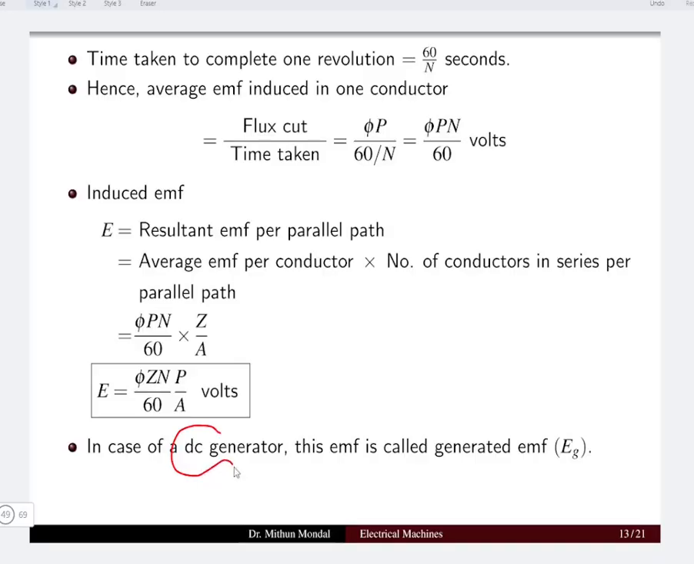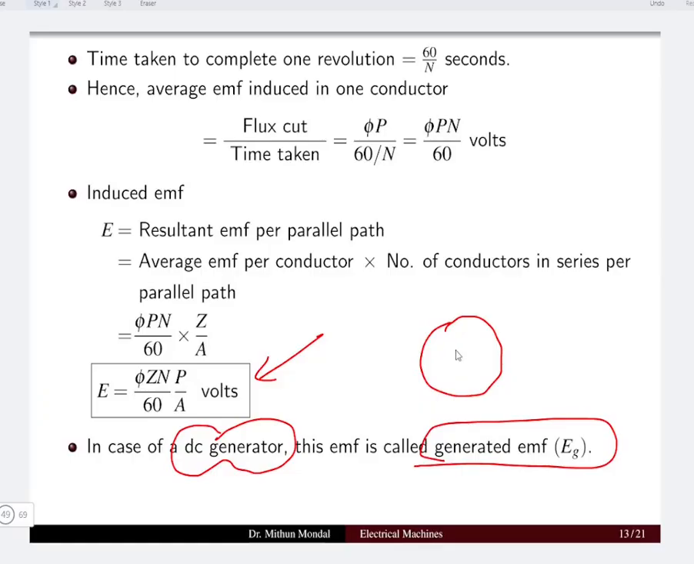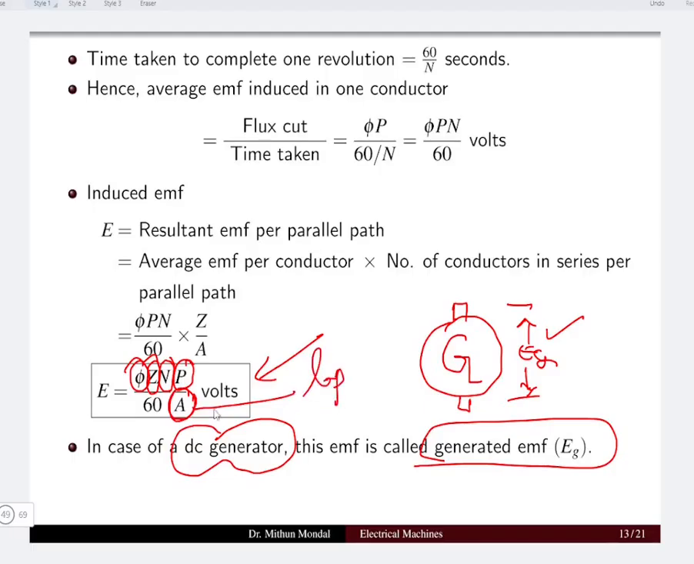So in case of a DC generator, this EMF equation is known as generated EMF of the armature. So here we have the armature and G stands for generator. So these are the two brushes which are present in the machine. Whatever the EMF is generated here is given by Eg, and this Eg depends upon the flux per pole, the total number of armature conductors, the speed at which the armature is driven, P is the total number of poles, and A is the number of parallel paths, which depends upon whether the winding is lap connected or wave connected.